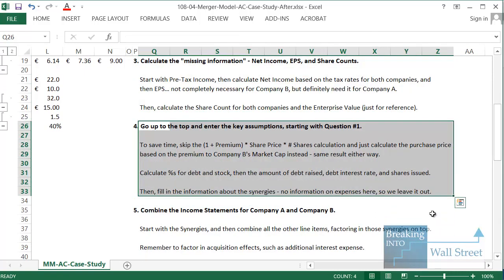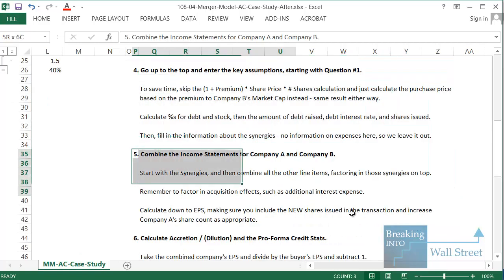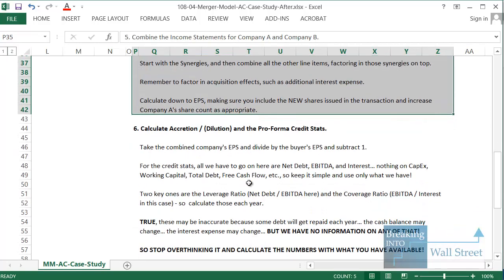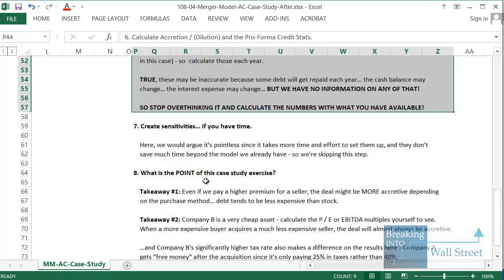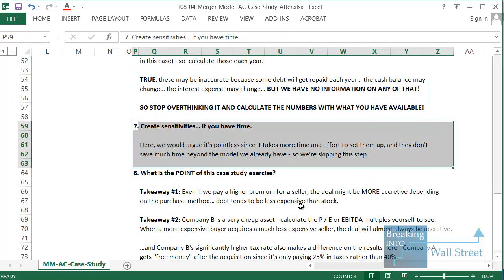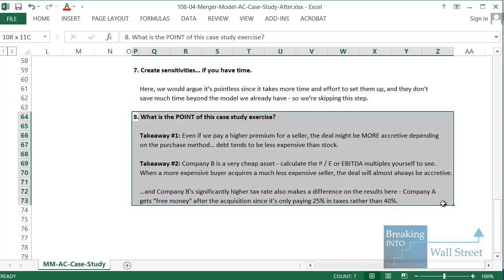Start with question number 1 so you have some numbers to use for them and so you can check it along the way. Then you want to combine the income statements for company A and B as we did, calculate accretion dilution and the pro forma credit stats with the information you have available. If you have time, create sensitivities. We skipped it here. And then Part 8, in case they ask you about this, take a look and reflect on the numbers, see what they're telling you, and then draw some conclusions from that just so you can discuss it, or in case it comes up in a group case study or exercise like this and you're asked to discuss the results.